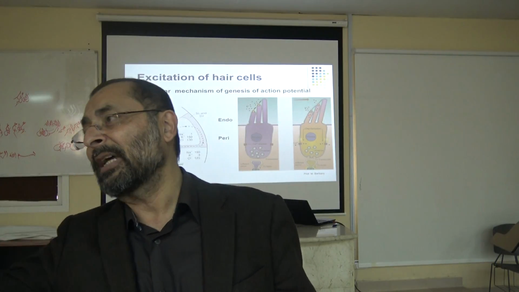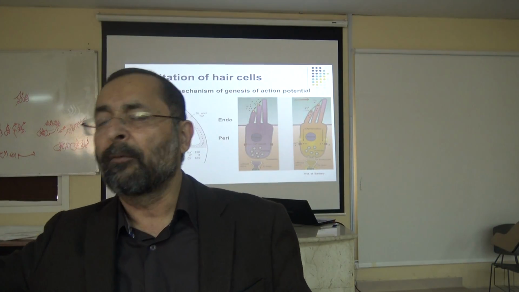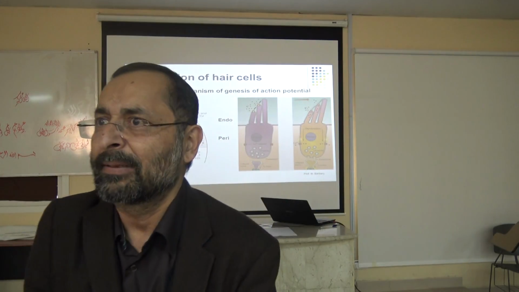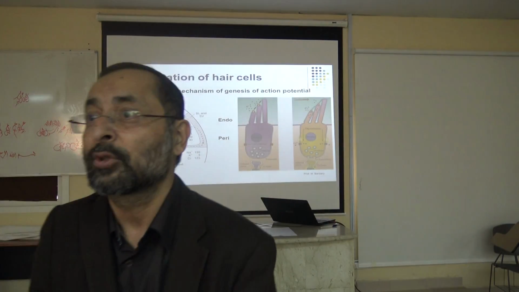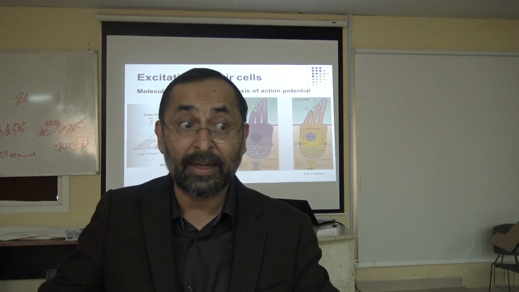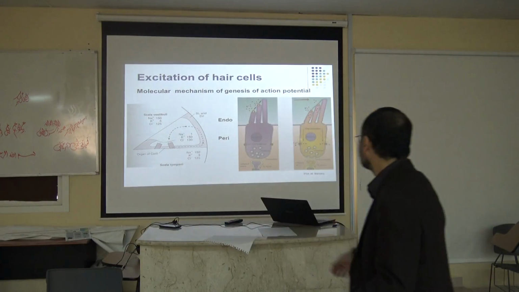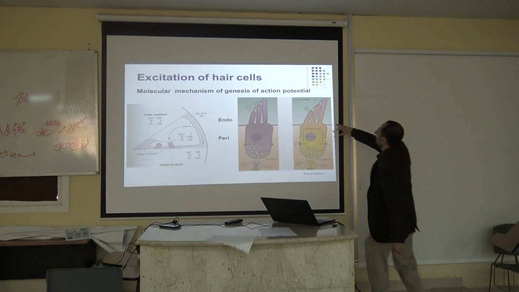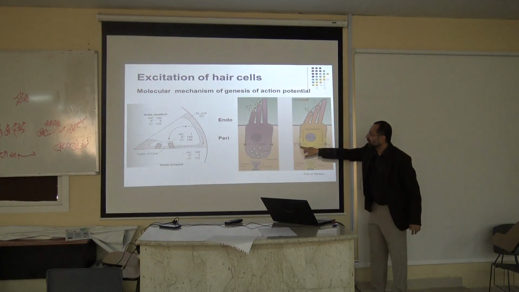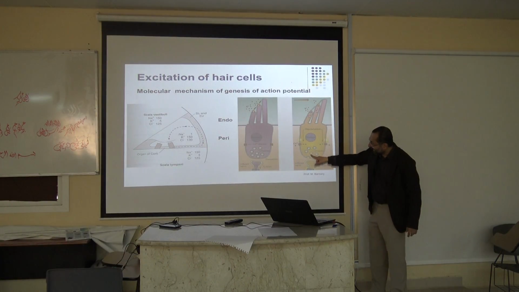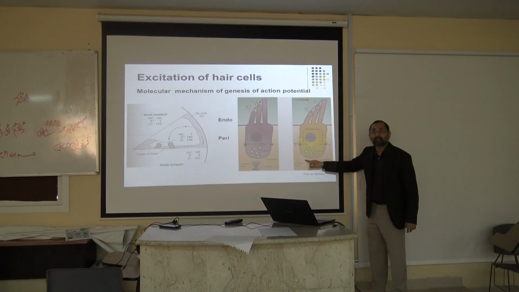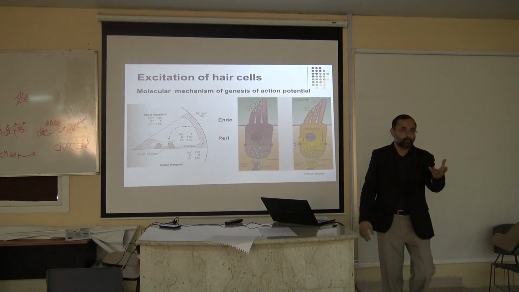So, if these channels are open, which ion will go inside the cell? Potassium ion. So, the depolarization is caused by potassium ions, not by the sodium ions. Okay? So, potassium ions are going inside. They will cause depolarization, opening of the calcium channels, exocytosis and the release of neurotransmitter. This neurotransmitter at the base is usually glutamate.